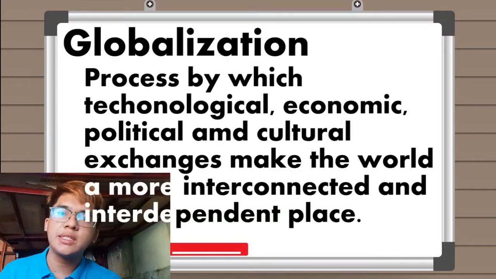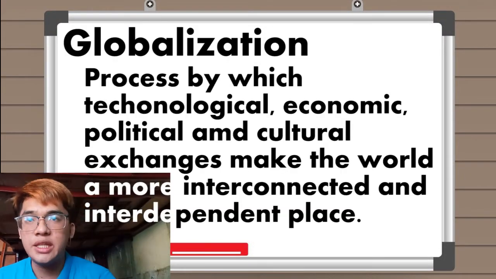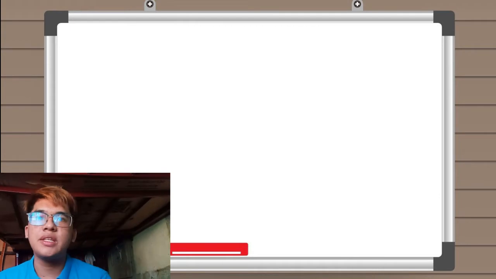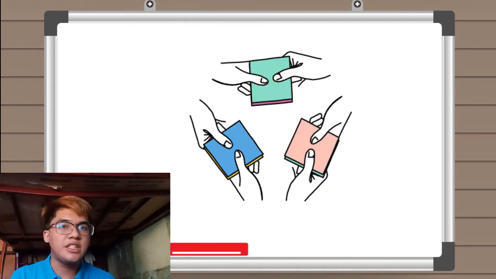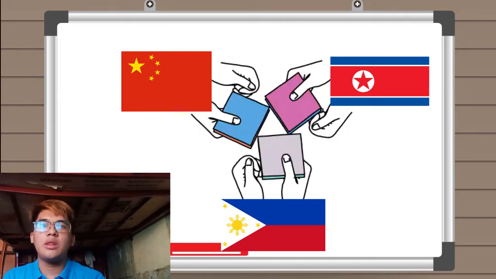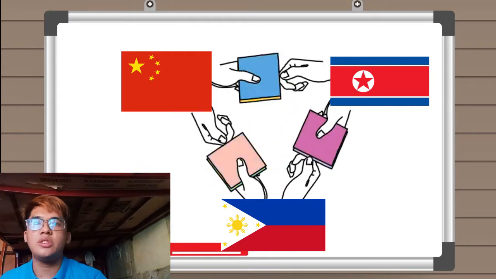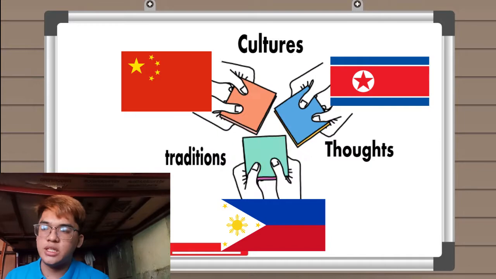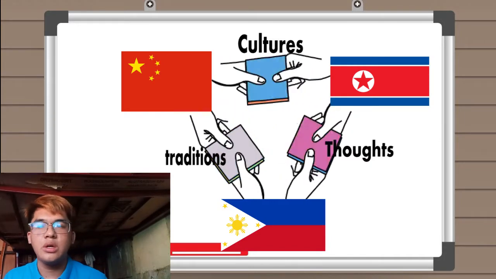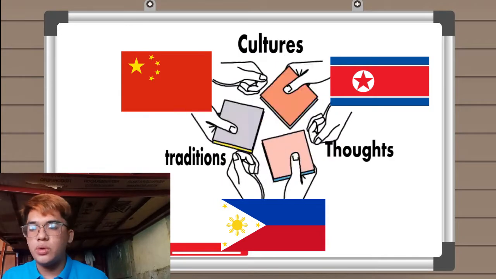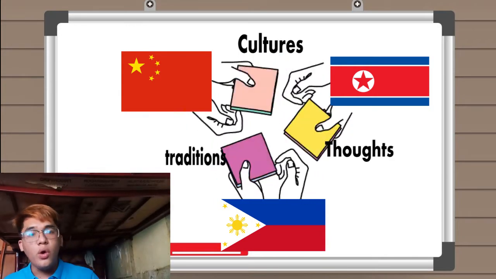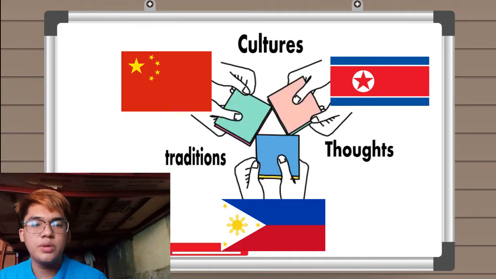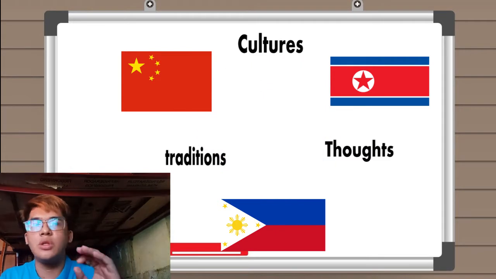Globalization is the process in which technological, economic, political, and cultural exchanges make the world a more interconnected and interdependent place. So it is the process where there is an exchange between countries. Not only technologies and economics, they also exchange cultures and thoughts. We exchange traditions from one country to another, which we both adapt to. So we are not only enclosed in our own culture, but we are being exposed to another culture. So we grow more, and become slowly globalized.